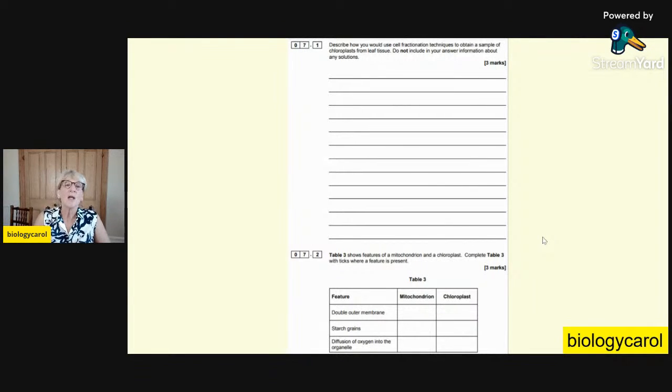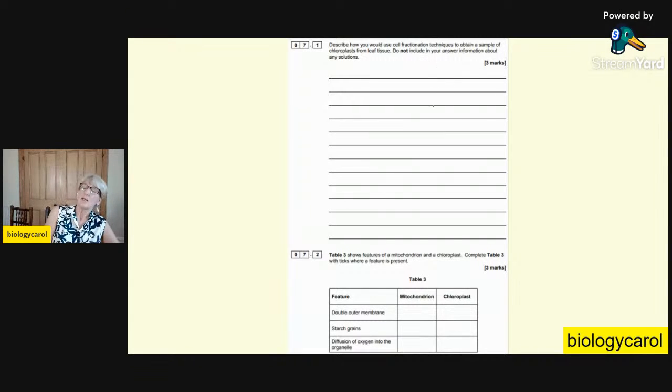No, we're good. Question 7, describe how you would use cell fractionation. Hey, we're a completely different part of the syllabus. To obtain a sample of chloroplasts from leaf tissue. Do not include in your answer information about any solutions. In other words, they are not interested in why it is isotonic, buffered, and chilled. Yeah, forget all of that stuff, much as you'd love to put it in.